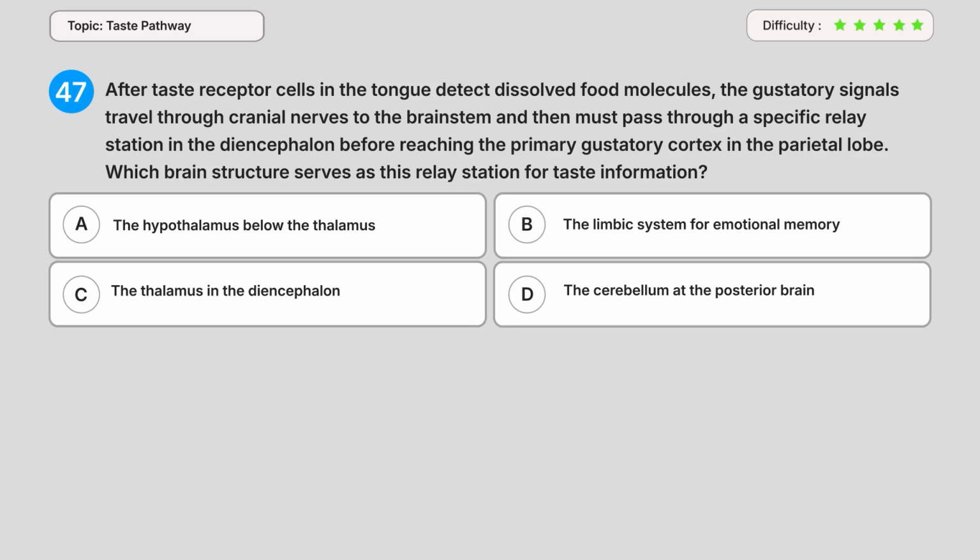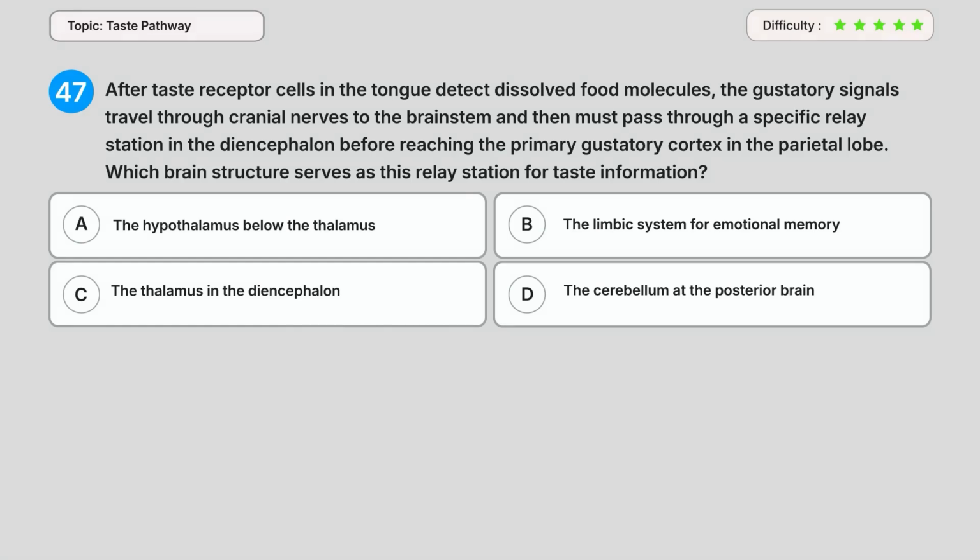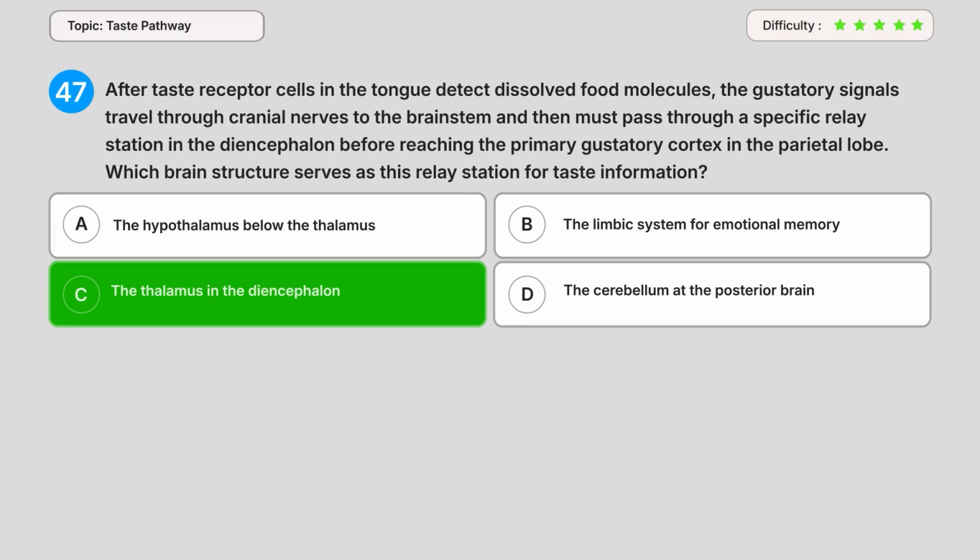A. The hypothalamus below the thalamus. B. The limbic system for emotional memory. C. The thalamus in the diencephalon. D. The cerebellum at the posterior brain. Do you know the answer? Correct answer, C. The thalamus in the diencephalon.